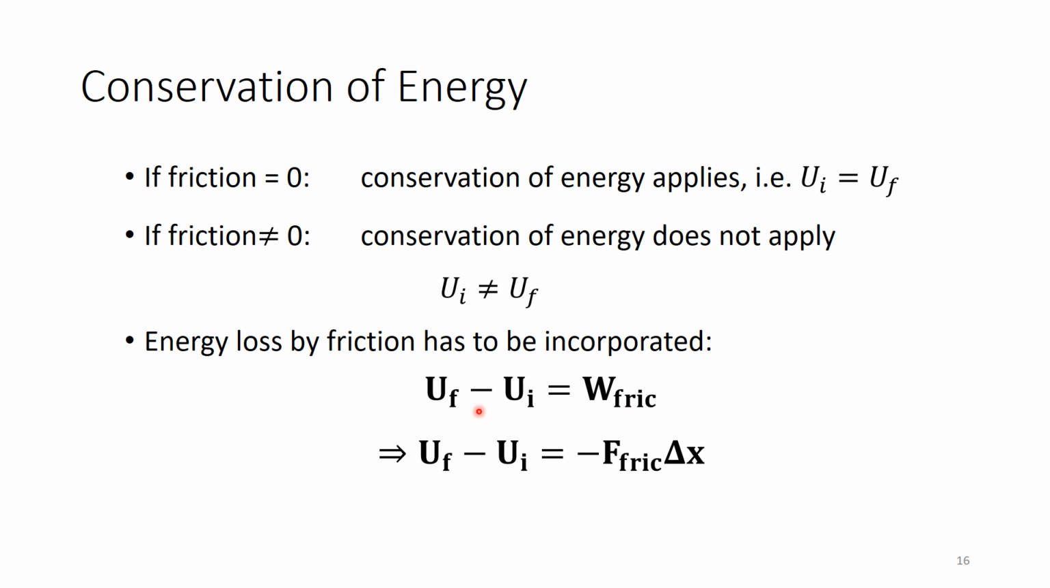So basically this is saying the difference between the energies initial and final is accounted for by the work done by friction. And then for the work done by friction, you can use the equation from a couple of slides ago. Work done by friction is negative friction times delta x.